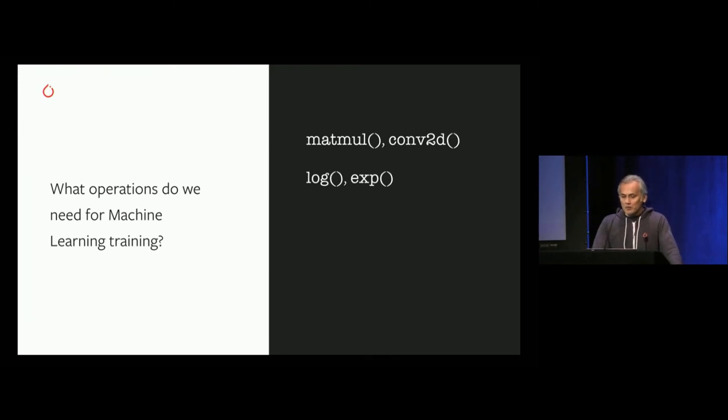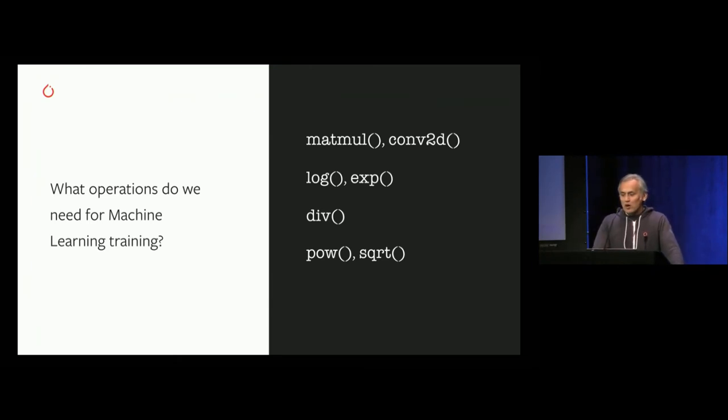The next up is logs and exponentials. So logs, these are all done through various series approximations. So logs we do through Householder iteration. Exponential, we do a variant of repeated squaring. We do division using Newton-Raphson. Then we do power and square root using essentially exponential for power and log for square root.